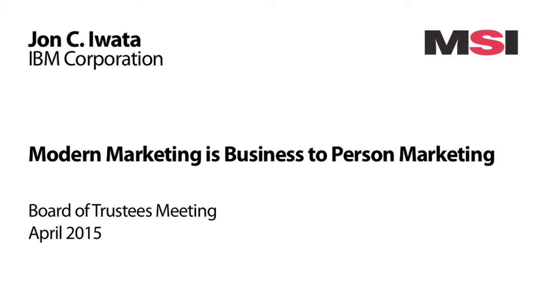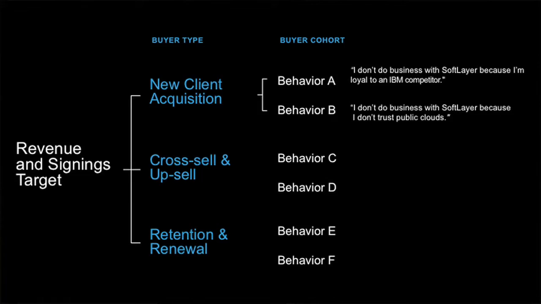At IBM, and no doubt at your companies and firms too, we have thrown out our traditional segmentation models, and we're now adopting, right now this year, behavioral cohorts. And this is a very simple example here. Our public cloud is called SoftLayer. We want new customers to SoftLayer.